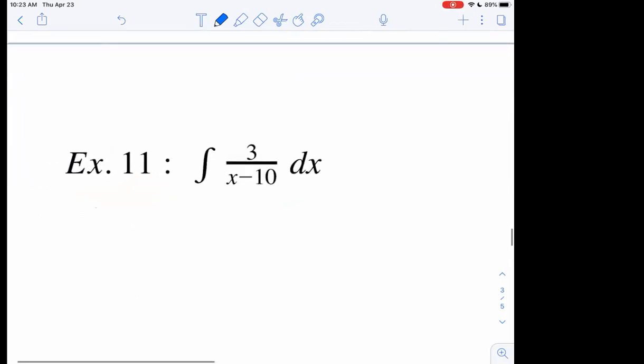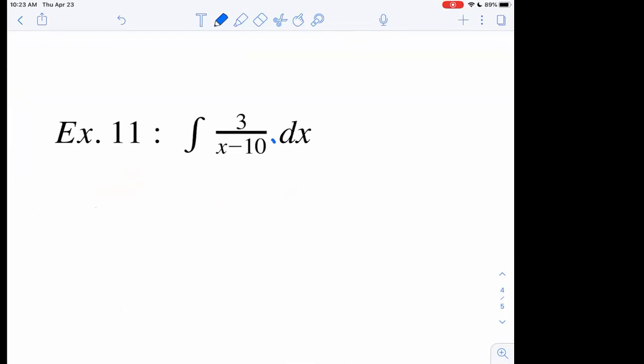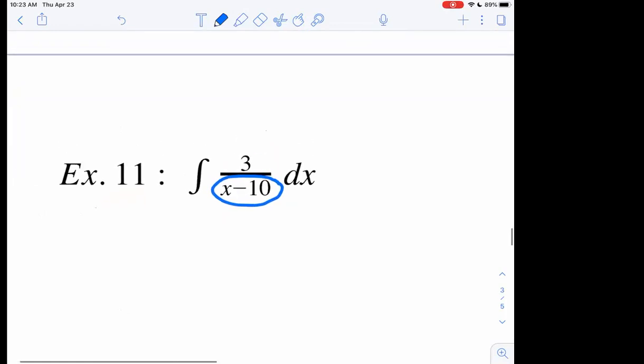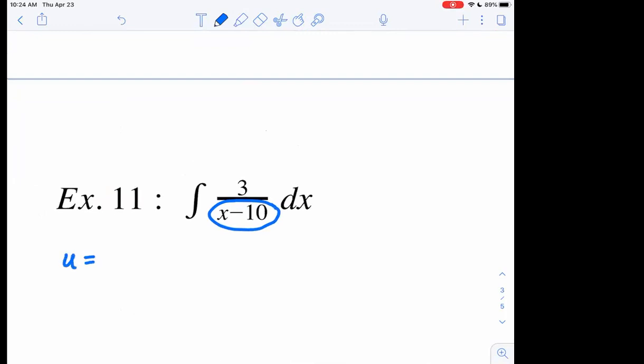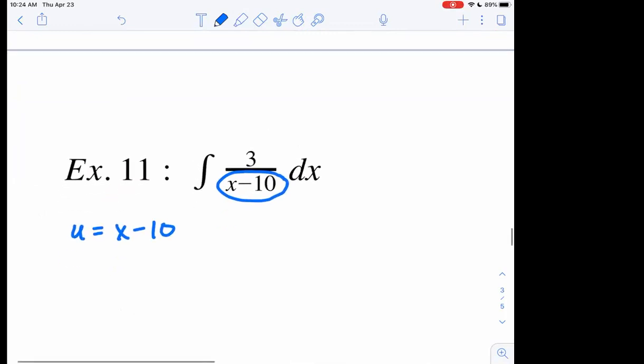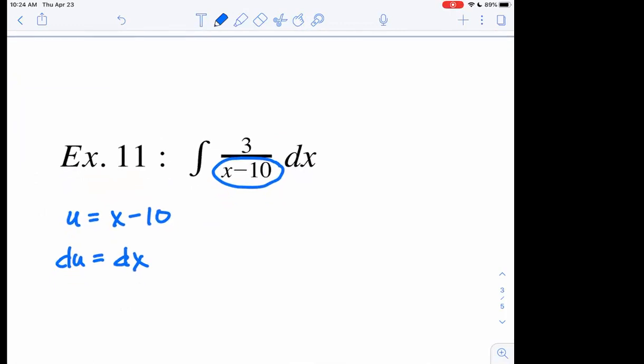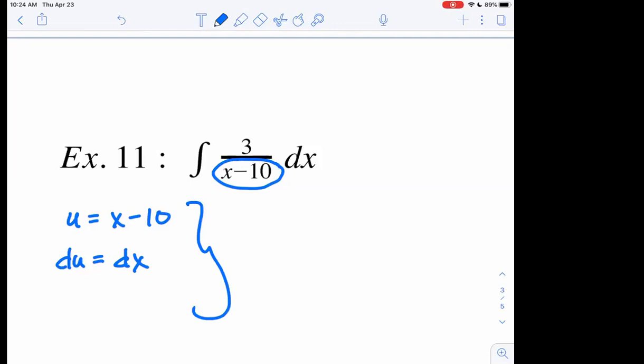Okay, so I see example number 11, and I see that I have this x minus 10 in the denominator, all right? So it's different if I had x minus 10 over 3. That would be a different question. But because the x minus 10 is in the bottom, I'm thinking, let me try some u sub and see what we get. My du would equal 1 dx, so that's an easy swap. And when I substitute everything in, I'm going to get the integral of 3 over u du.